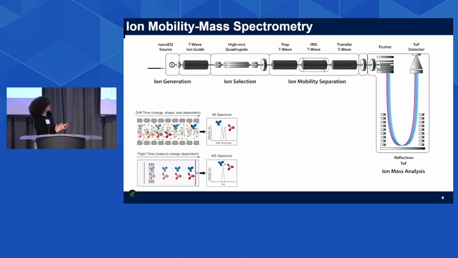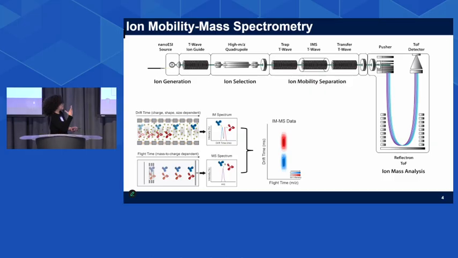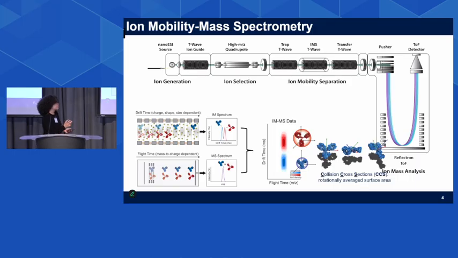And combining this data, we can generate these three-dimensional plots. What this allows us to do is to resolve species that have the same mass-to-charge ratio but differing structure. And we can also convert this drift time information into collision cross-section, which is the rotationally projected average surface area of our molecules.